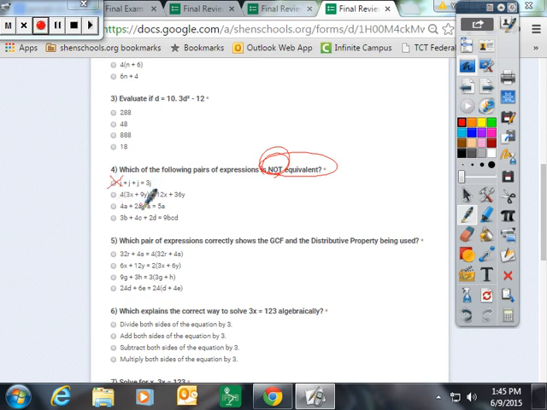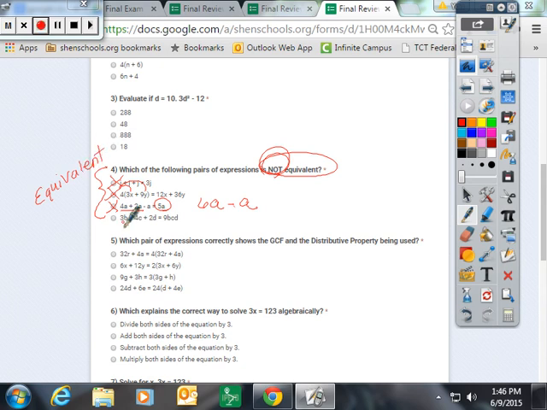The next one, when a number is outside of parentheses, don't forget you have to use the distributive property. 4 times 3x is 12x. 4 times 9y is 36y. This is also equivalent, okay? This one is definitely tricky, and I know we've spent a lot of time on combining like terms. 4a's plus 2a's is 6a's. And then if you take 6a and subtract one of those a's, you do end up with 5a's. So this also is equivalent. These three are equivalent expressions. They are looking for the one that isn't.